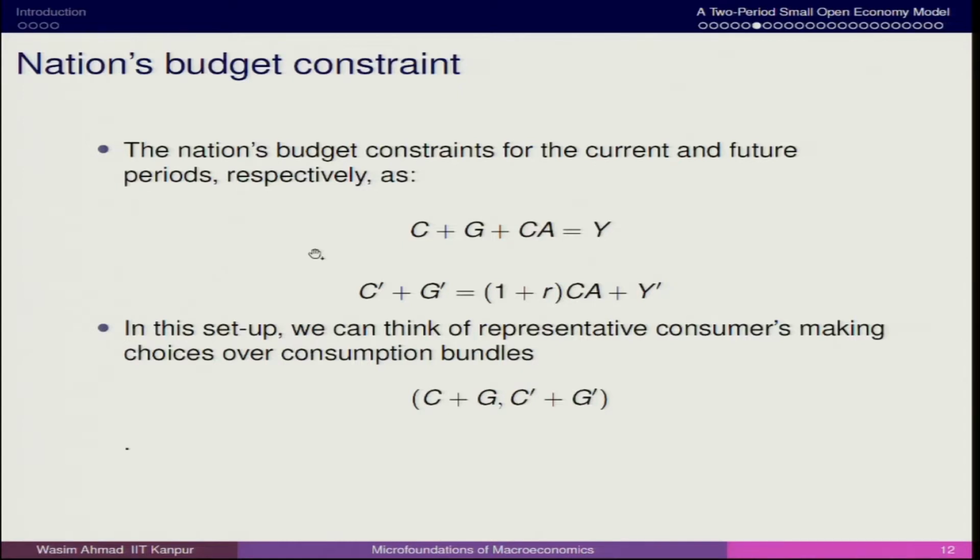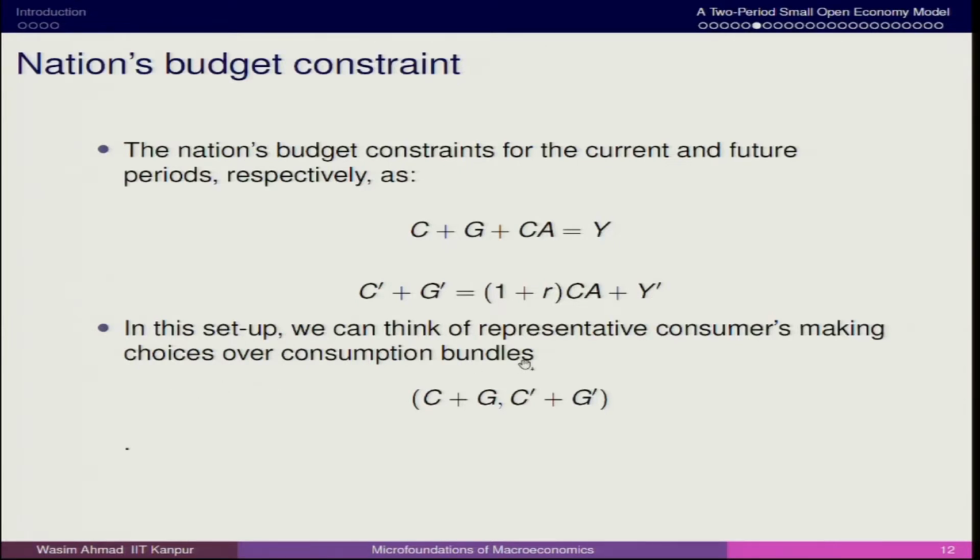Now, think about the nation's budget constraint and how it comes with the open economy setup. As I mentioned, the current account surplus is nothing but savings, and once you have savings, if you are going to lend to somebody, then you will be offered a rate of interest, which means this will not be counted in present value terms, it will be counted in future value terms. So, this is what we are adding here: C' plus G' is equal to (1 plus r) CA plus Y'.